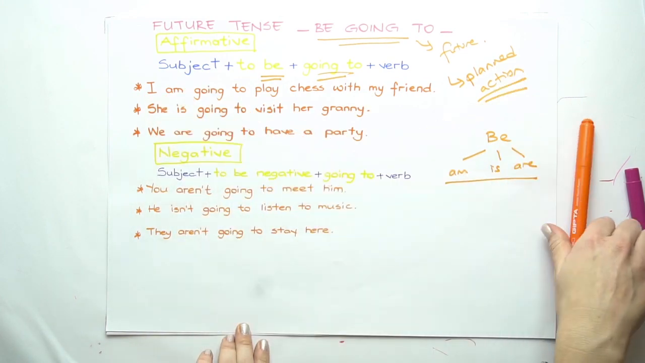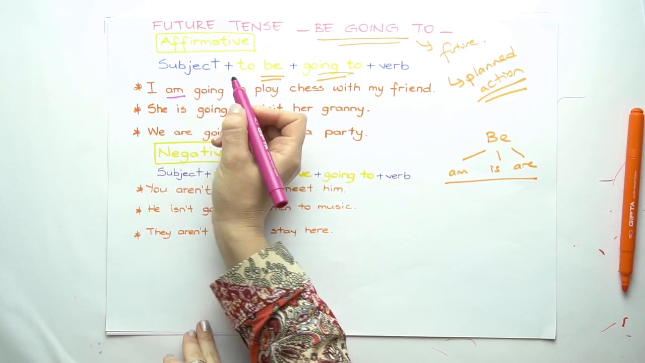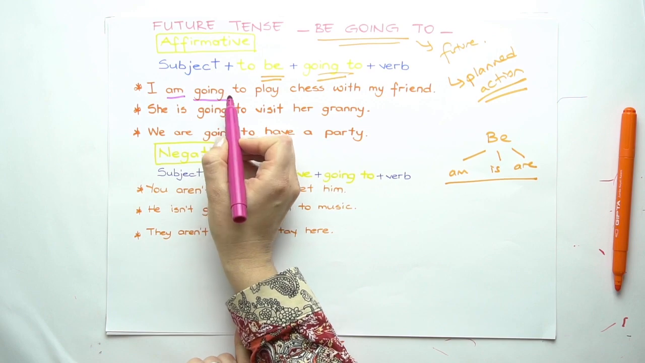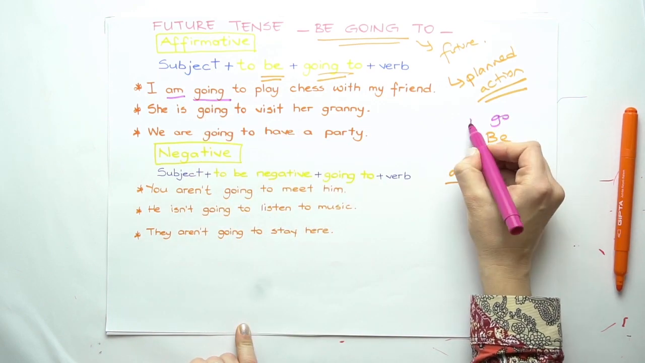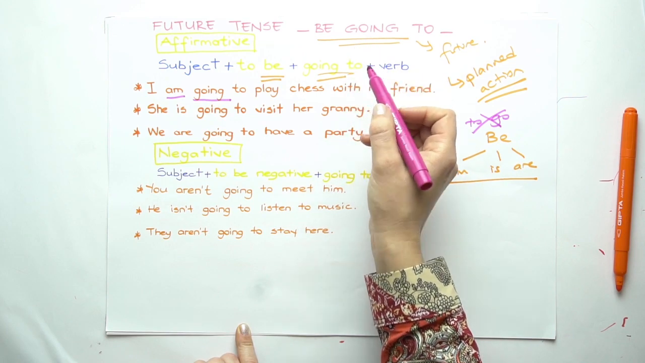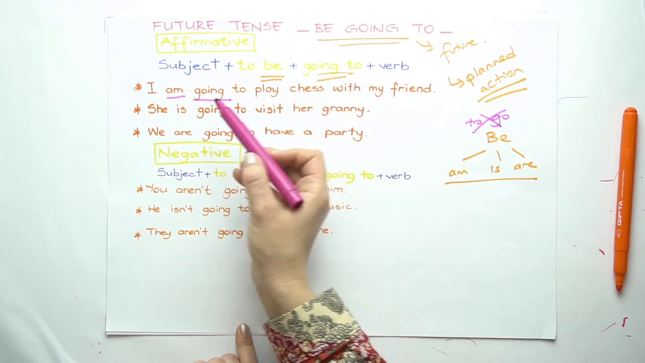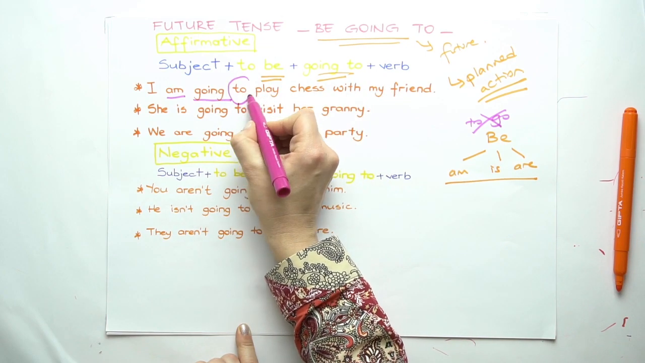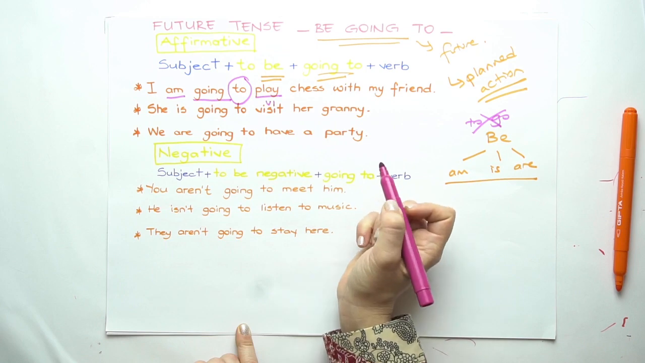I am is used for the be form. Going to is the rule. It's not the verb to go. It's the rule that we use for future tense, so I will not get confused here. I'm going to play chess with my friend. I'm also using to and the verb in its first form.